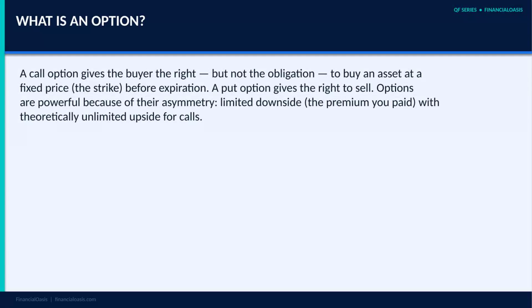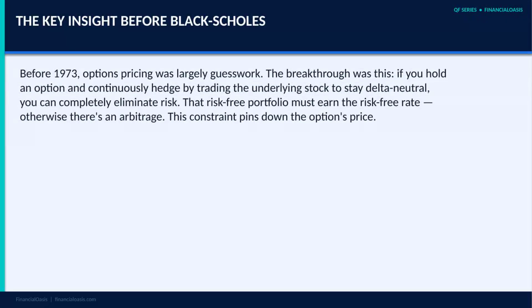A call option gives the buyer the right, but not the obligation, to buy an asset at a fixed price, the strike, before expiration. A put option gives the right to sell. Options are powerful because of their asymmetry. Limited downside, the premium you paid, with theoretically unlimited upside for calls. Before 1973, options pricing was largely guesswork.